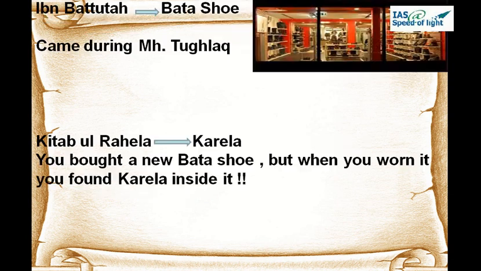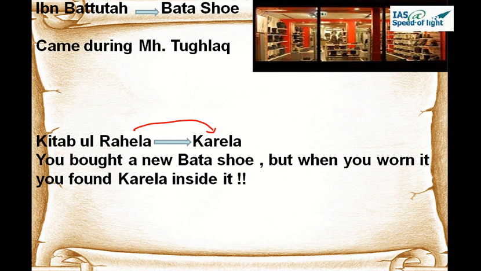Let's move on to the next author, which is Ibn Battuta. Battuta, we get Bata. Bata shoes, very famous shoes, a very old brand of good quality shoes. So Battuta is Bata. He wrote a book, Kitabul Rahela. From Rahela, we don't have any picture and we want a picture for Rahela now. We are defining Rahela as Karela, same as Kerala also. So Rahela is Karela or Kerala.